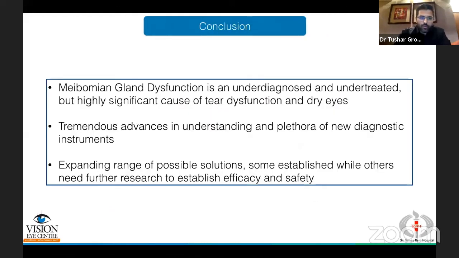So to conclude, Meibomian gland dysfunction is an underdiagnosed and undertreated entity, but extremely significant and extremely common, causing dry eyes in a lot of patients. There are a whole range of new diagnostic instruments that are available now, and it is really up to the practitioner to see what is more relevant in their practice. And also in terms of the cost settings, there are a whole range of treatment solutions that are available as well now. Some have been there for longer and have more literature to support their efficacy and safety, whereas some are more recent and need to be looked at a little more closely.